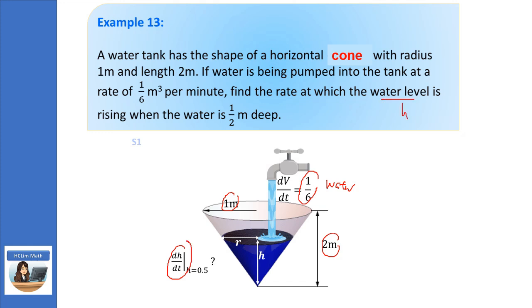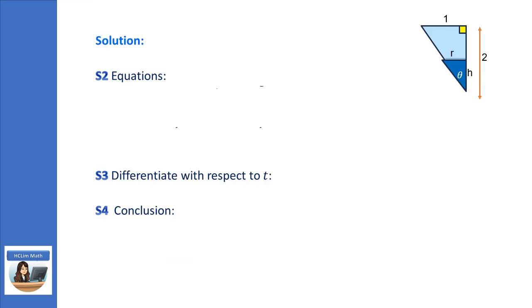The water level keeps on increasing because I pump the water into the tank. The H is increased and the R also increased. So I'm going to find my dH/dt when my H is 0.5. 1/2 ini maksudnya 0.5 lah. Okay, based on the information given, what equations can we form?